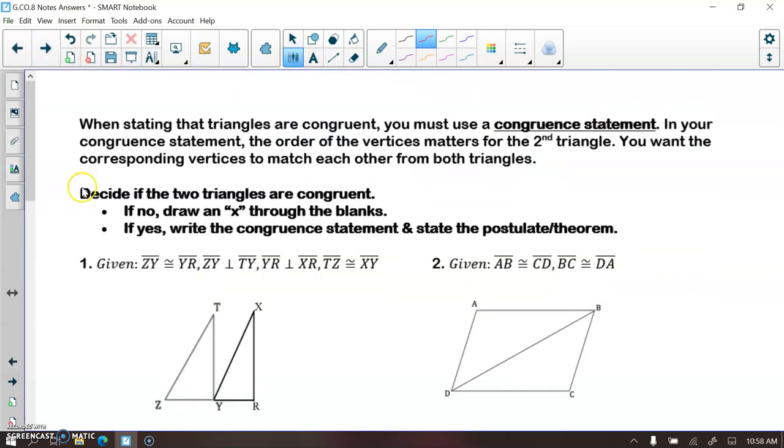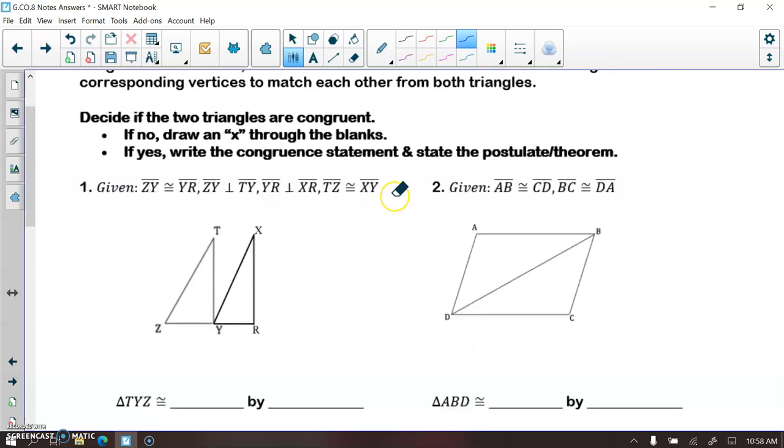So when stating triangles are congruent, we use something called a congruence statement. And that's basically saying that triangle ABC is congruent to triangle DEF. When we are writing our congruence statement, the order of the vertices matters for the second triangle, so you want the corresponding vertices to match each other from both triangles.